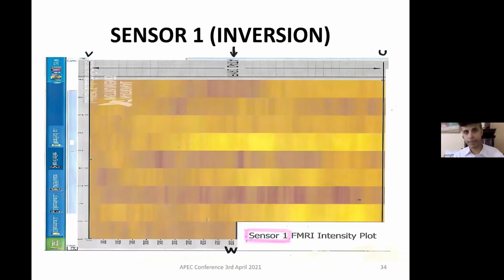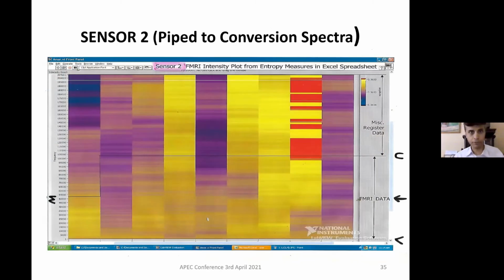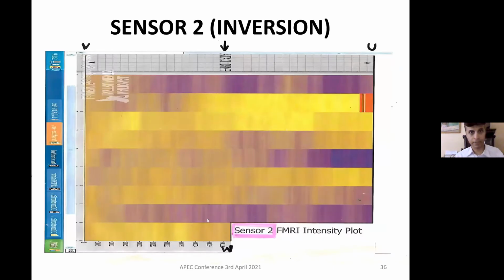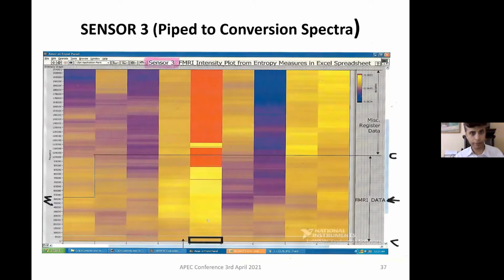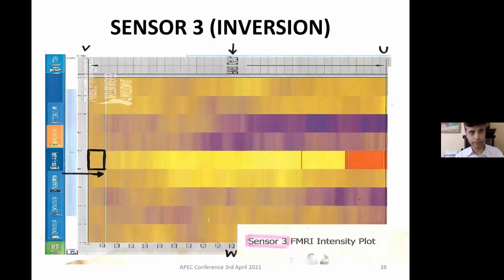And you have to, again, look at this as one long strip. Don't look at it as a bunch of strips. It's just one continuous strip. It starts at letter V at the top, and it ends at letter W on the bottom. And then here's sensor 2, piped, and then here's its inversion. Here's sensor 3 again that I just showed you earlier, piped, and then this is the actual inversion, the way I wanted to present it to the researcher.